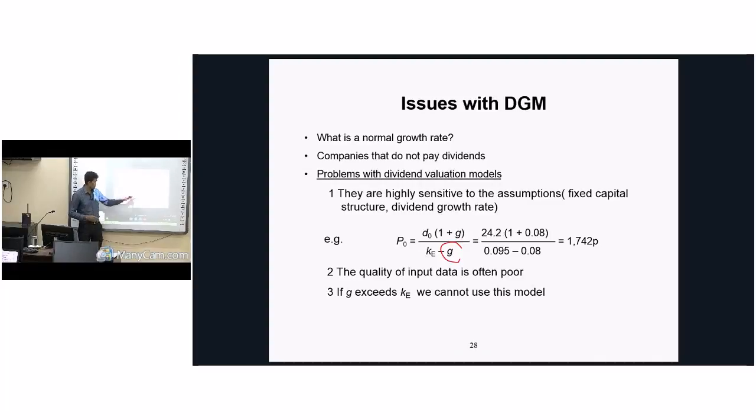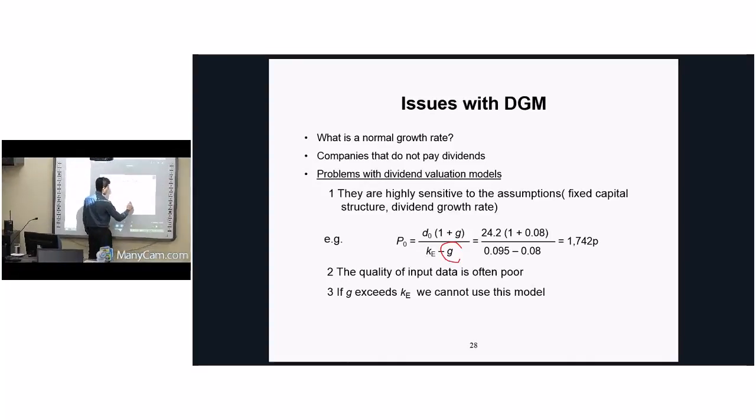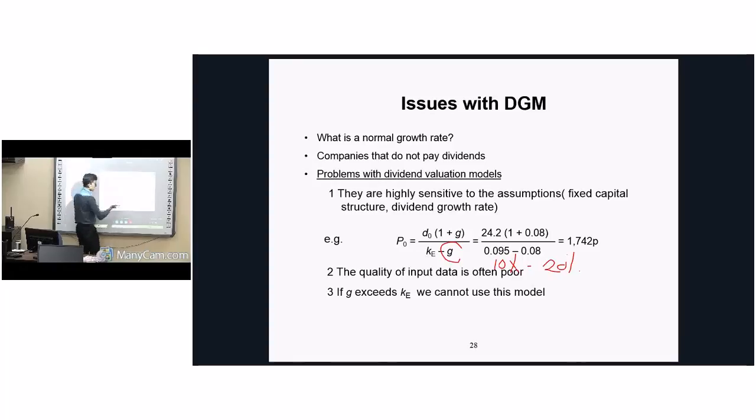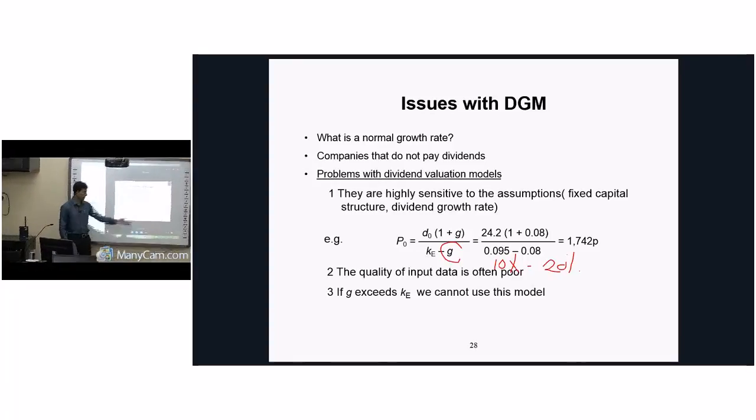If that is the case, how are we going to apply the model? If the growth rate is higher than the cost of equity, mathematically you cannot apply this model, because obviously it's going to be a negative figure and the value of the business is also going to be negative. So it does not make sense. Let's say the cost of equity is 10% and the growth rate is 20%. Obviously, we can't go ahead with that because you will get a negative figure in this calculation.